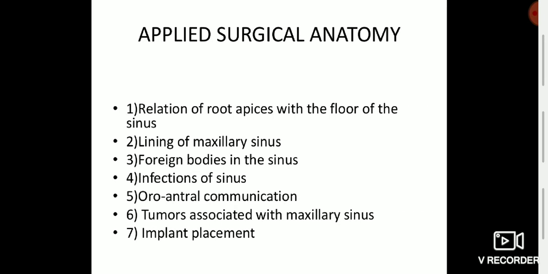Coming to the applied surgical anatomy of the maxillary sinus. First one is the relation of root apices with the floor of the maxillary sinus. Most commonly, the root apices of maxillary first, second and third molars are in close proximity to the maxillary sinus. Next one is lining of the maxillary sinus. Coming to the foreign bodies in the maxillary sinus. Infections of the maxillary sinus. Next one is oroantral communication. Next one is tumors associated with the maxillary sinus. Next is placement of implant.